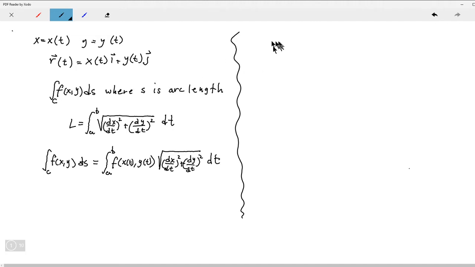So let's just say I have the integral over a curve, and the function I'm going to integrate is 2 plus x squared y, ds, where C, our curve, is the upper half of the unit circle.